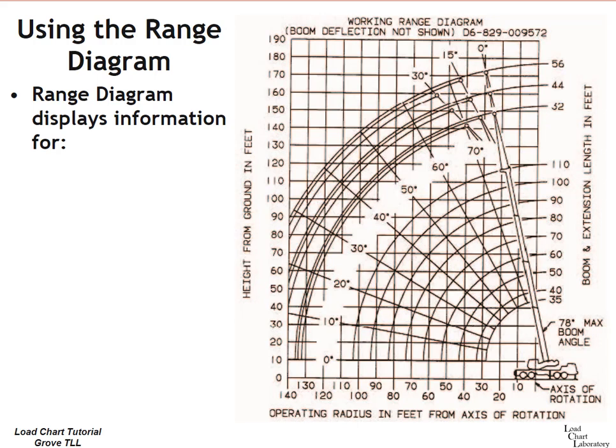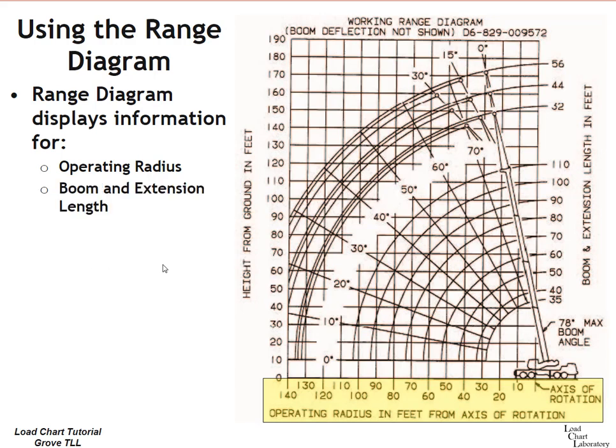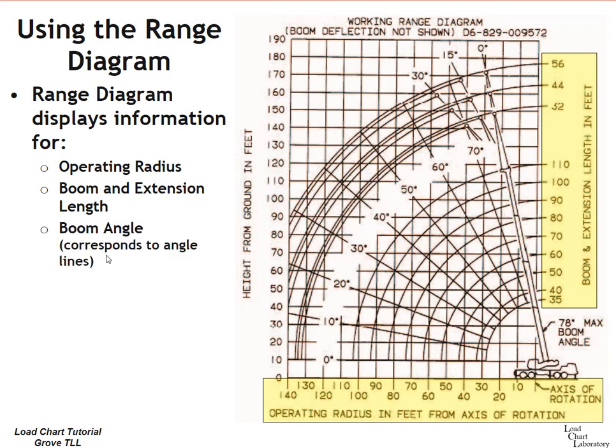The range diagram contains information for the operating radius, found at the lower part of the range diagram document or image, boom and extension lengths from 35 feet of boom up through the 56-foot extension over on the right-hand side of the diagram. Boom angles, we've got the boom angles highlighted in red from 0 degrees up to 70 degrees. And the diagonal lines are the indicators for the different boom angles.